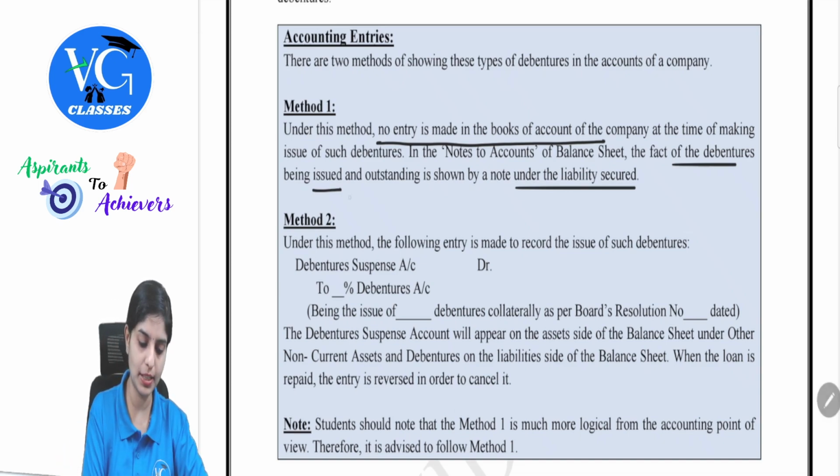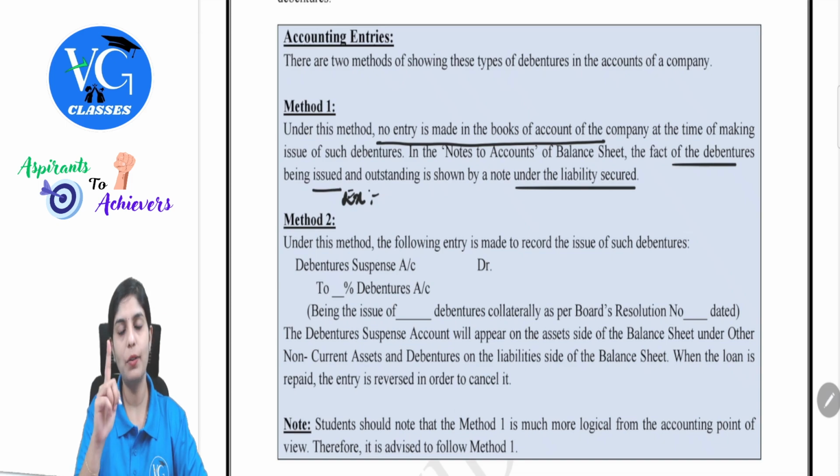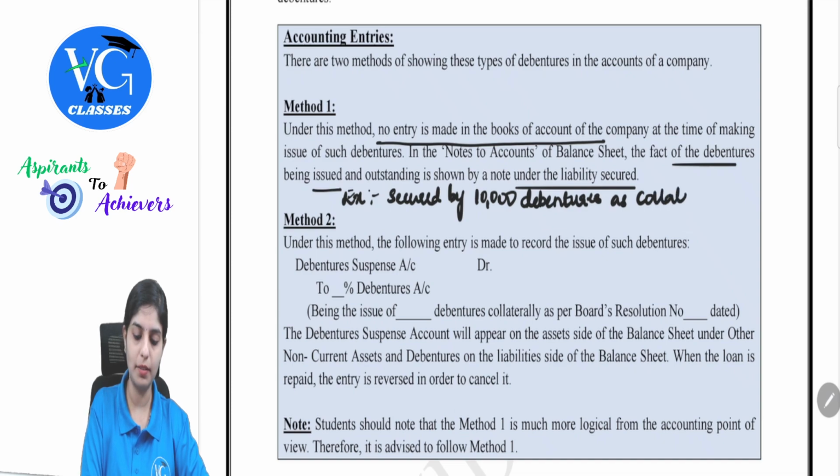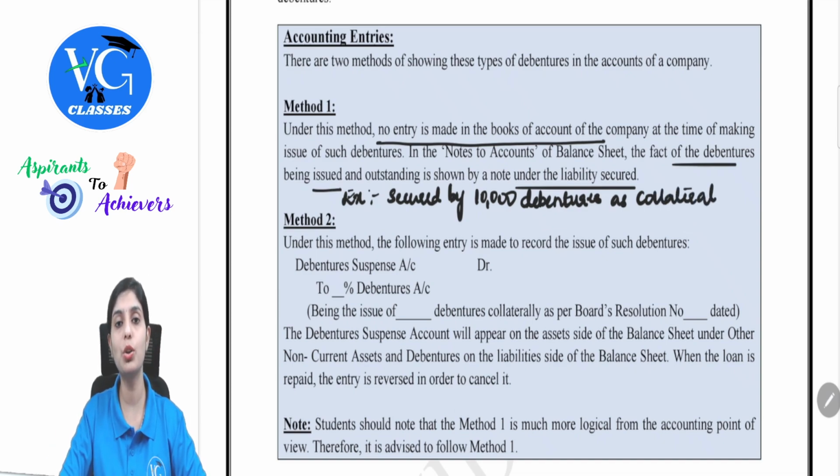Or just to give you an example, assume a bank loan of 10 lakh is taken. The bank loan will be referred to in the liabilities in the balance sheet. Under that, I will just write in the notes, representing 10,000 debentures, or I can also write it as secured by 10,000 debentures as collateral security. So this is how the note will be given.